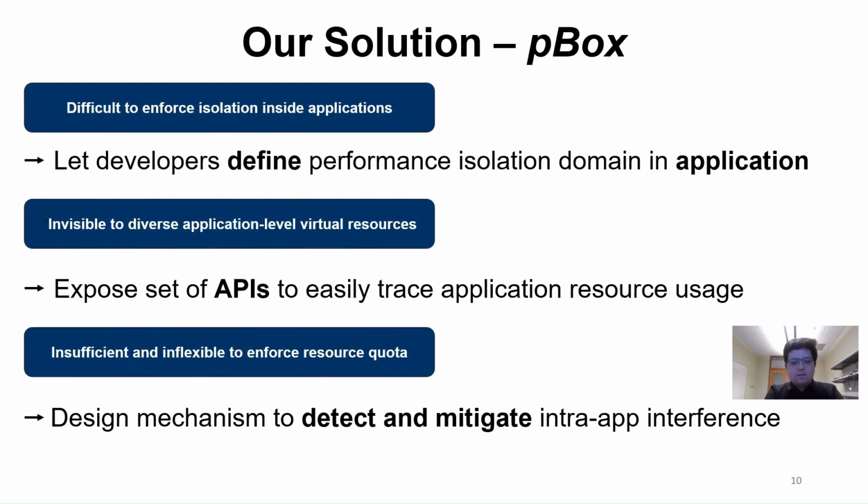To address these issues, we propose and implement a new OS abstraction called pBox that shifts the performance boundary directly into the application itself. With the pBox abstraction, developers gain the flexibility to define arbitrary performance isolation boundaries within their application. The pBox provides a set of APIs for monitoring application resource usage and has new mechanisms to detect and mitigate intra-application performance interference without breaking application logic.